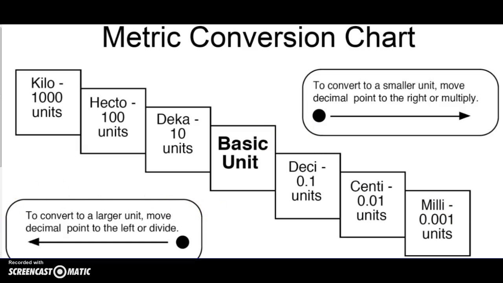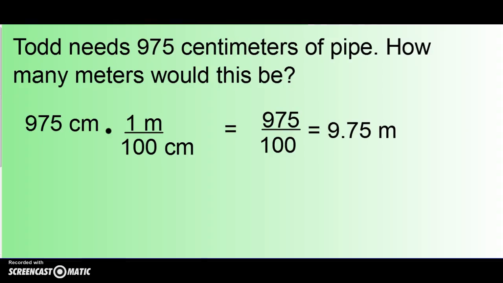The way the book has you do it is this way. Todd needs 975 centimeters of pipe. How many meters would this be? So they are saying create that ratio where typically the 1 would be on the bottom, 100 centimeters in 1 meter, and so they're saying change to the reciprocal. The way you know which way to set that up is to think about eliminating the centimeters by crossing out the centimeters when you multiply through, and your final answer will have meters.